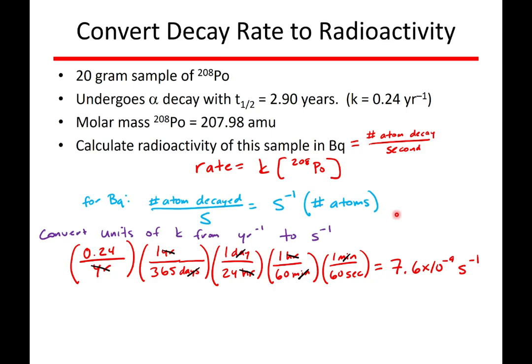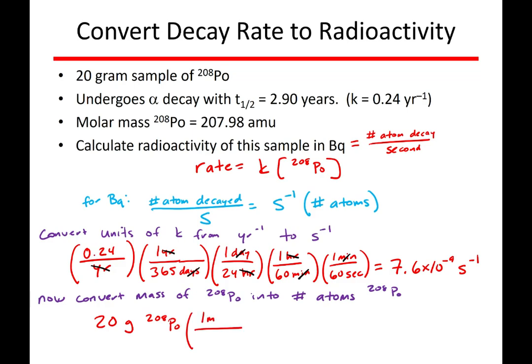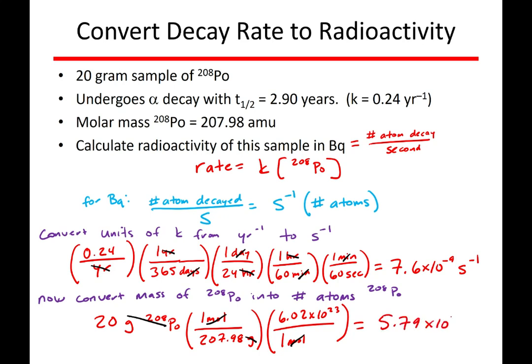So now we're going to convert the mass of polonium-208 into a number of atoms of polonium-208. All right, and we know how to do that, right? You can start by writing out the mass of polonium-208 that you have, 20 grams, and then we're going to convert that into moles using the molar mass of 207.98 grams per mole. Now we know the number of moles of polonium-208, and the next thing for us to do is convert it into a number of atoms by using Avogadro's number, which says that 1 mole of polonium-208 is 6.02 times 10 to the 23 atoms of polonium-208. Therefore, the number of polonium-208 atoms is 5.79 times 10 to the 22.